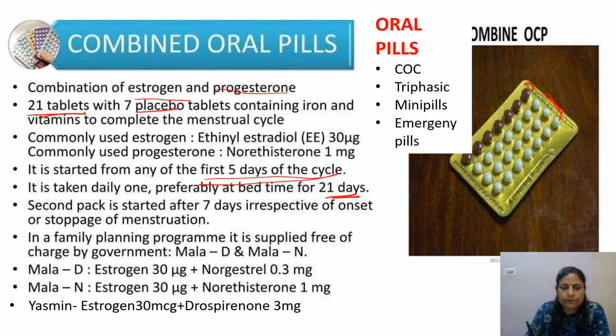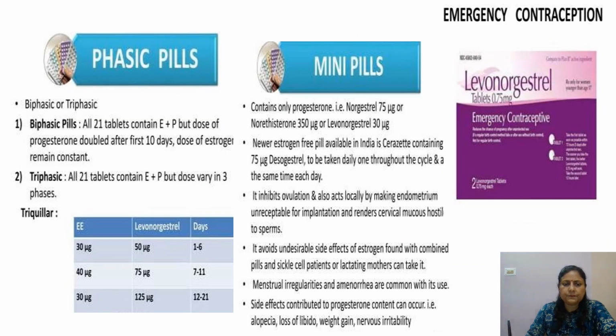In certain family programs, these oral contraceptives are supplied free of charge by the government, especially Mala D and Mala N. Mala D is an oral contraceptive which contains estrogen and progesterone. Mala N is also an oral contraceptive which contains estrogen and progesterone. Another trade name is Yasmin, which also contains estrogen and progesterone, but there are various other types of progesterone generations. First, second, third, and fourth generation progesterones are used.